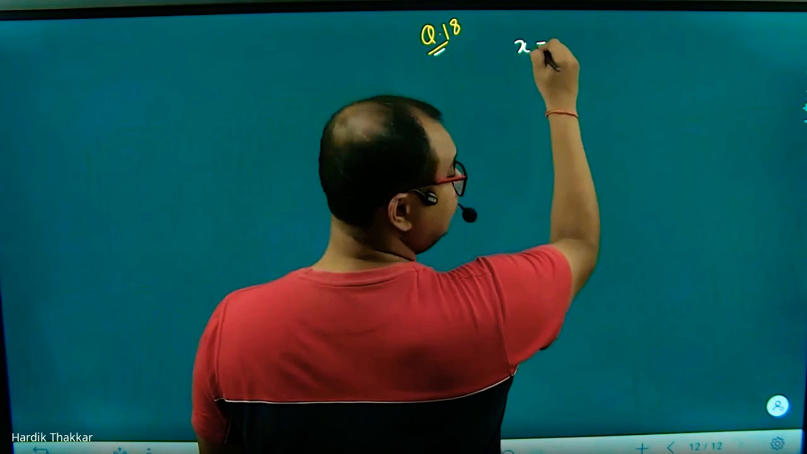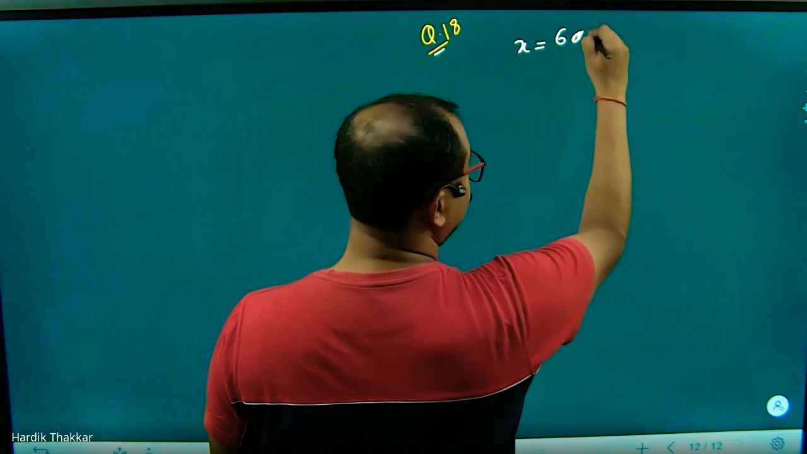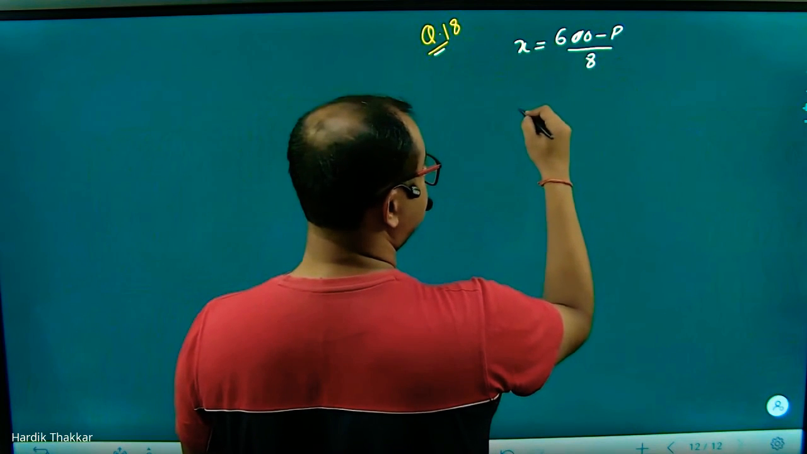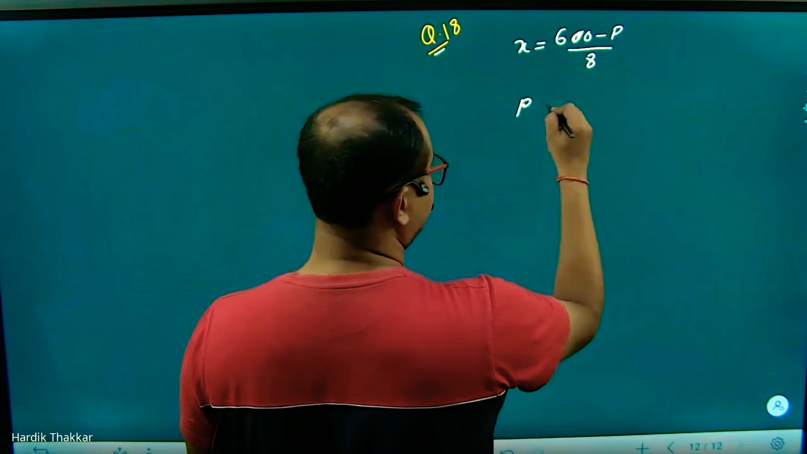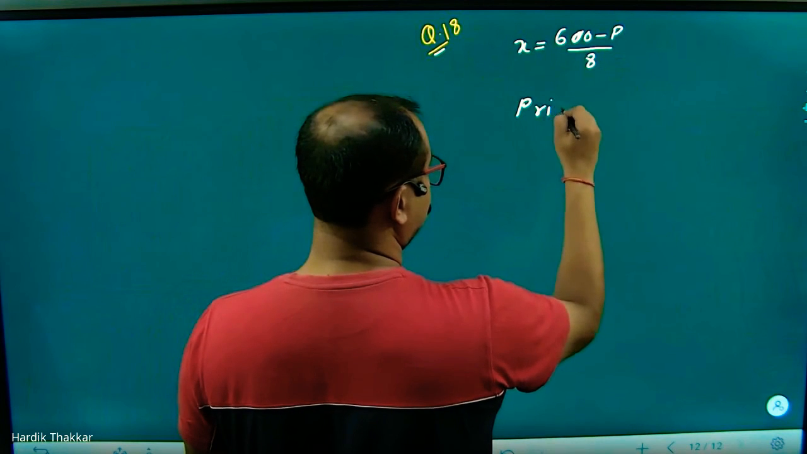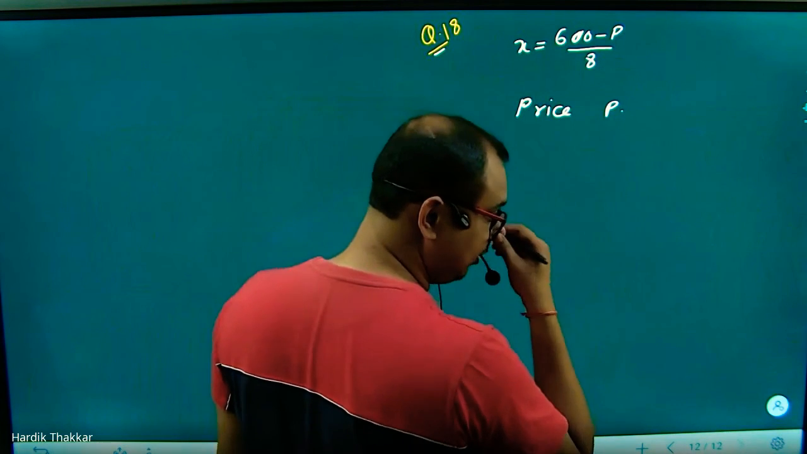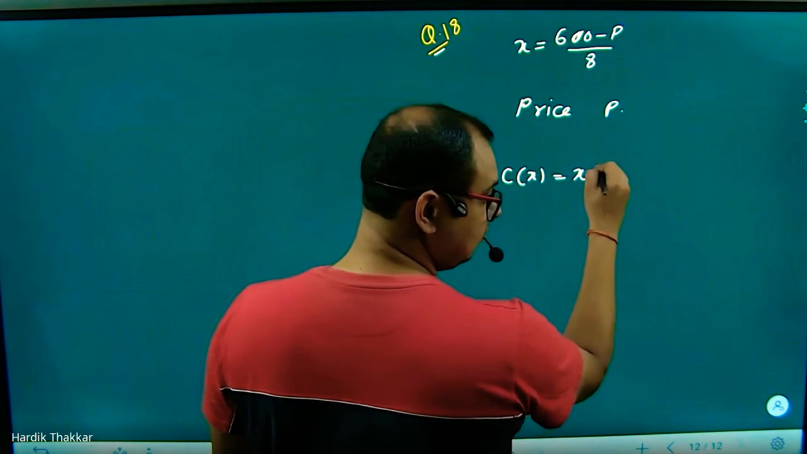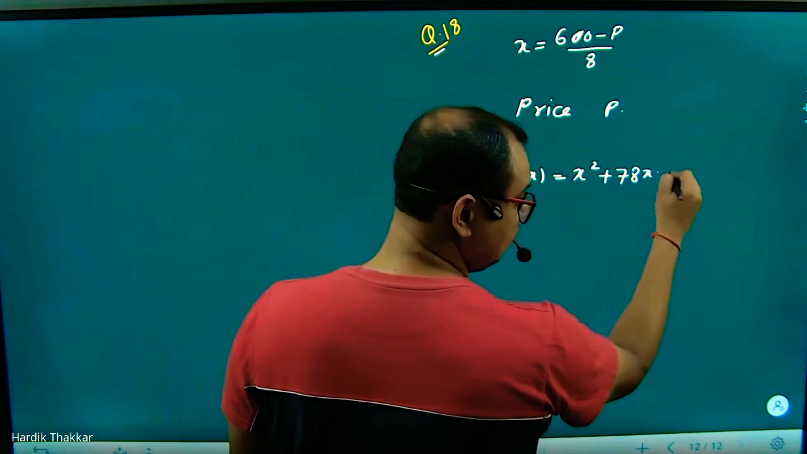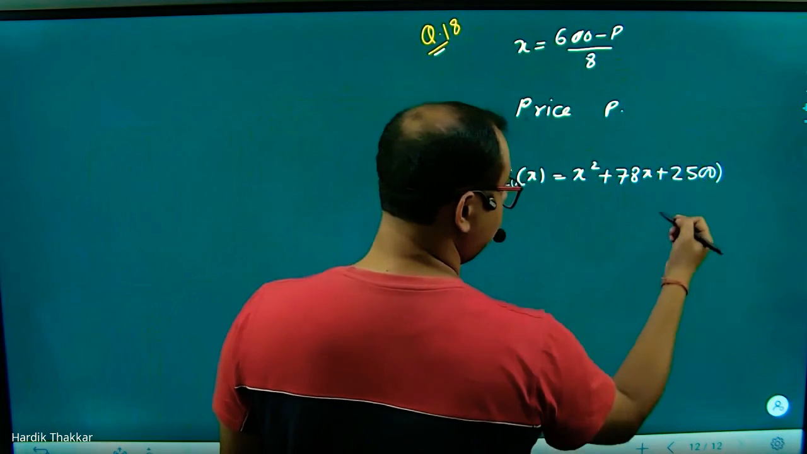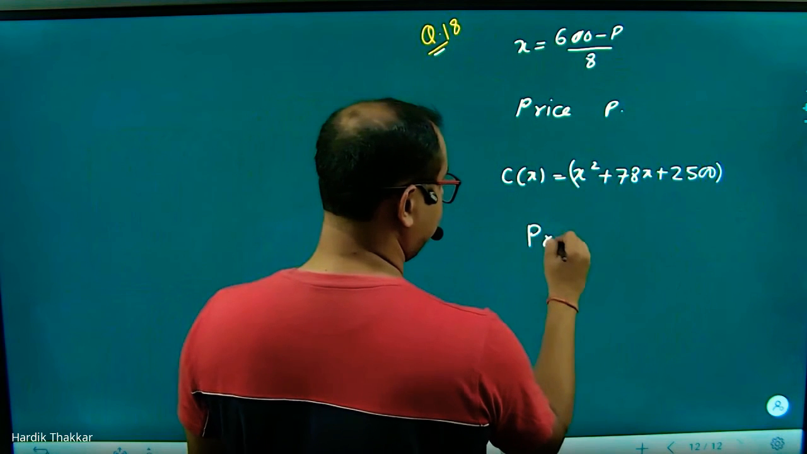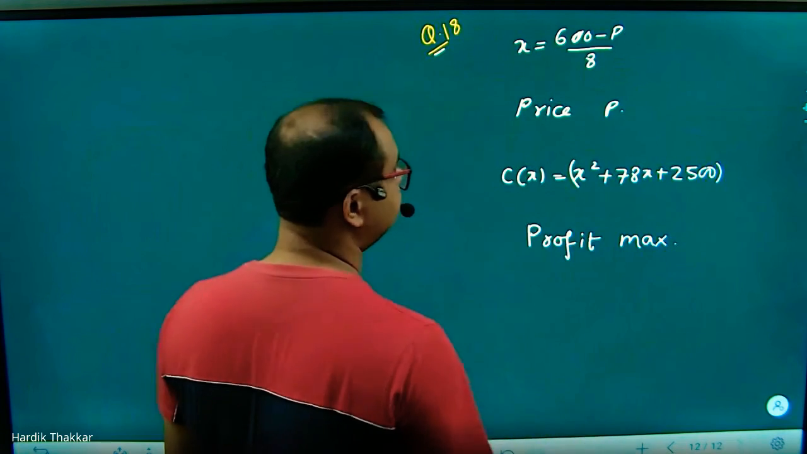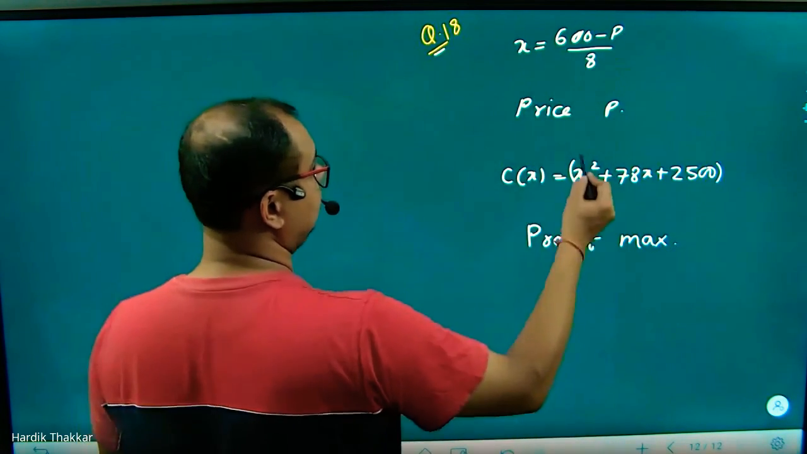x is equals to 600 minus p upon 8. Okay, price is p per unit. Okay, x units per week. Okay. Profit minimum, profit maximum. Clear?